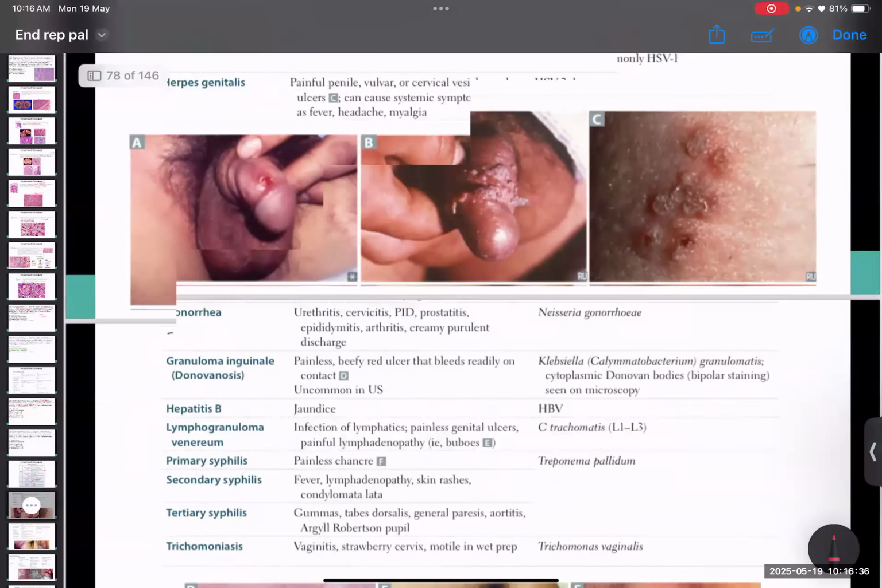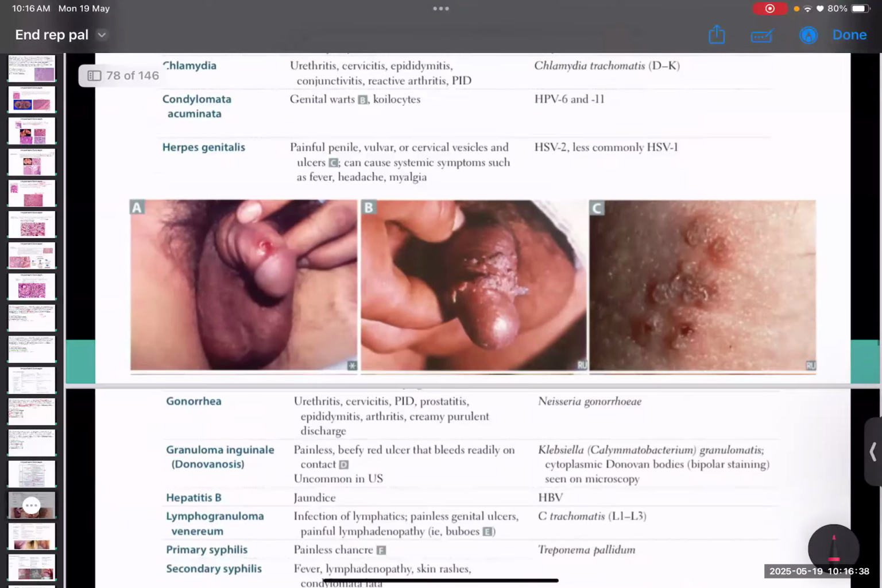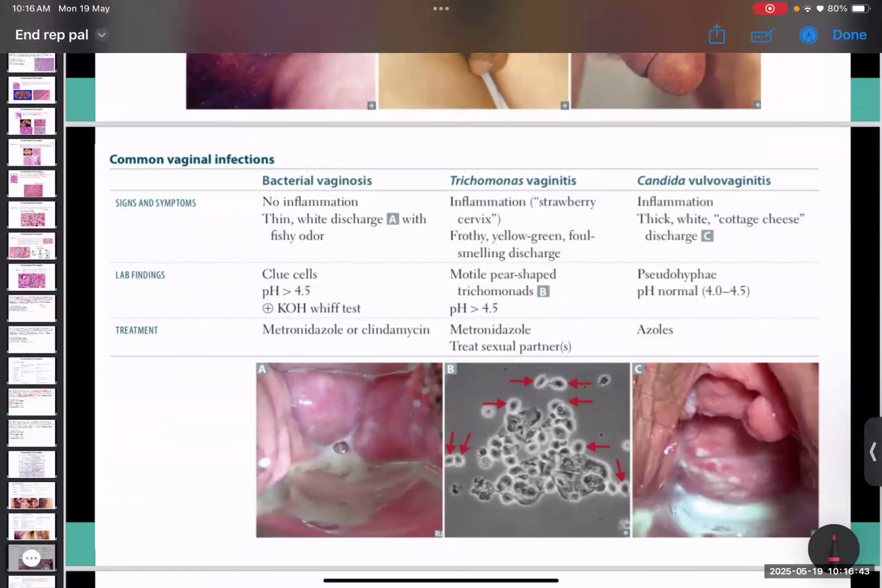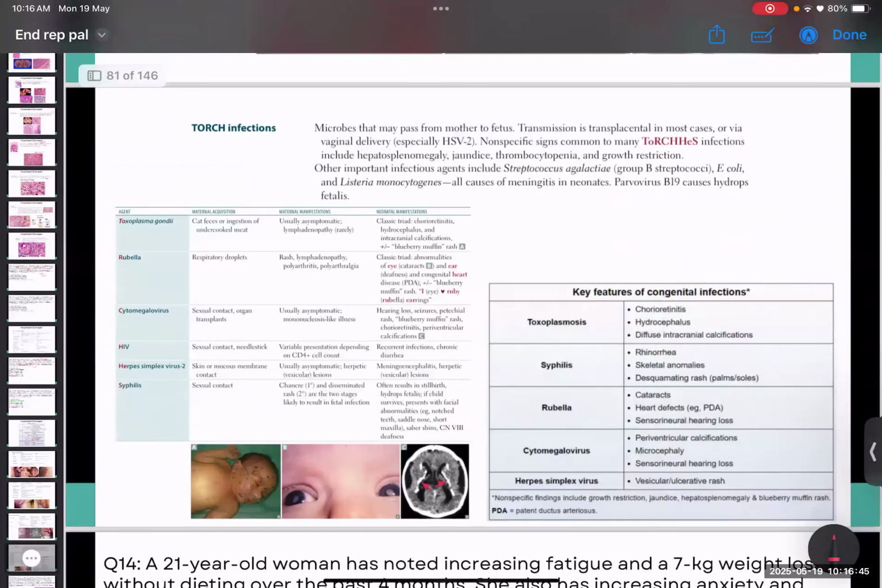Again, I found this table in First Aid super helpful for STDs. You guys can read over it. These are common vaginal infections, again that you guys can read over. Same thing, TORCH infections. I don't think they were as high yield in our exams, but I know for a fact that they're there in your lectures, so you can go over the slides and get a whole review of TORCH infections.